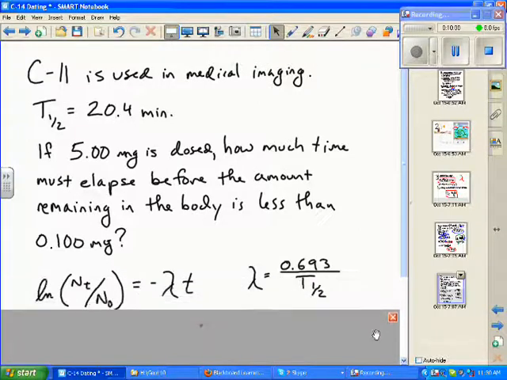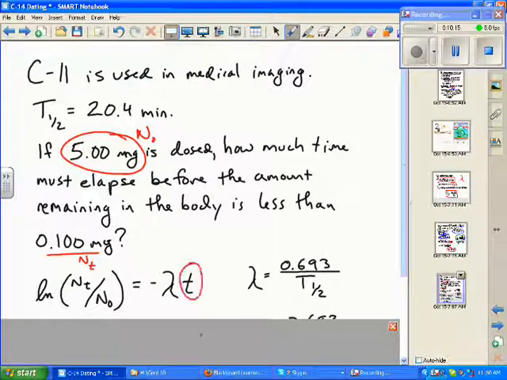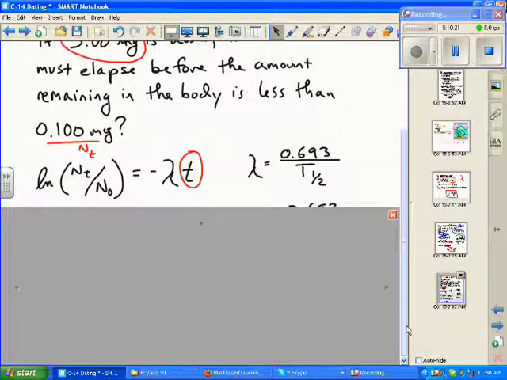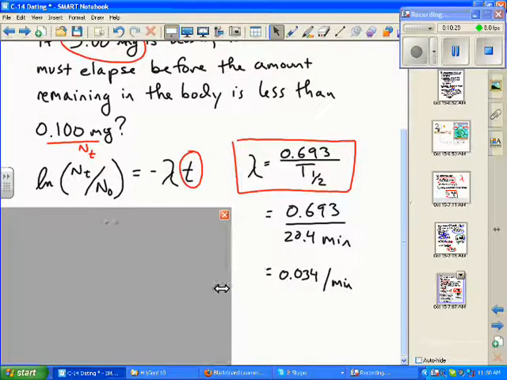Well, once again, we know some things. We know the amount remaining at time t, and that's 0.1 milligrams. So this is n sub t. We know the original amount is 5 milligrams. That's n sub 0. What we're trying to solve for is t. We don't know lambda yet, but again, we can solve for lambda pretty simply. Lambda is, once again, 0.693 divided by the half-life, shown there. So we plug those numbers in, and we get a value for lambda of 0.034 per minute.